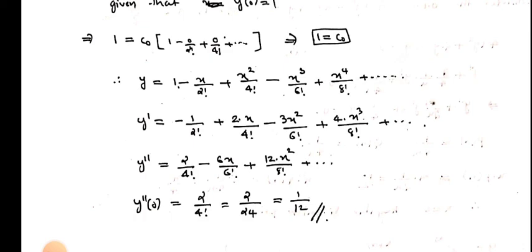Find out the y double dash of 0. Y double dash of 0 is equal to 2 by 4 factorial, for other values the power series coefficients are 0. So 2 by 24, that's equal to 1 by 12. That is the correct answer, 1 by 12.